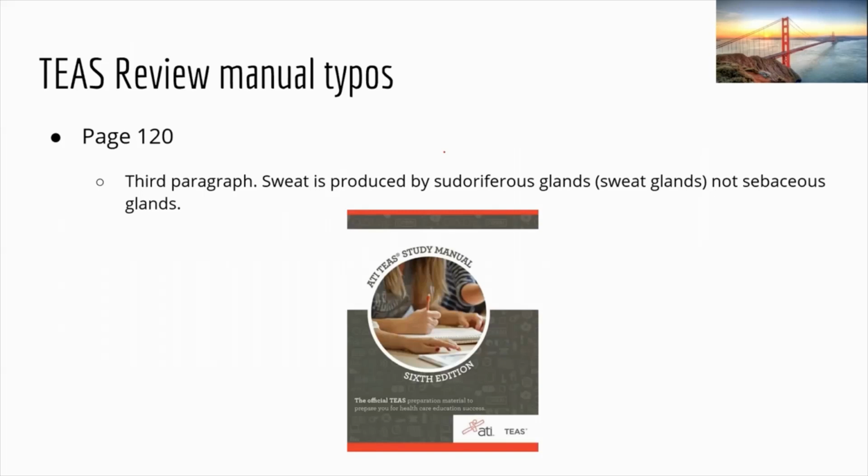All right, I just wanted to point out a typo in the official study manual. On page 120, sweat is produced by the sudoriferous gland, not the sebaceous gland.